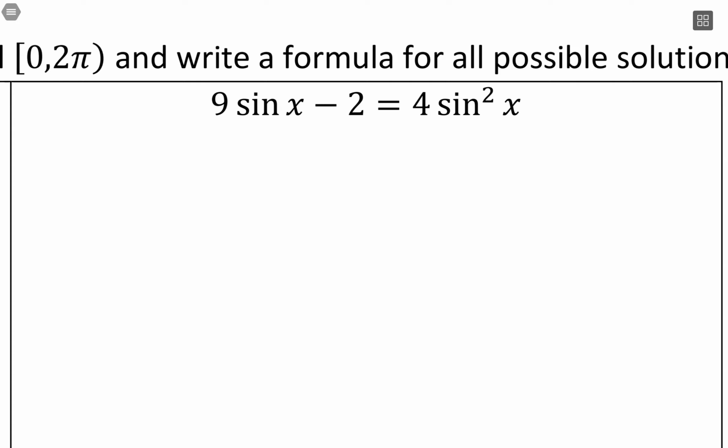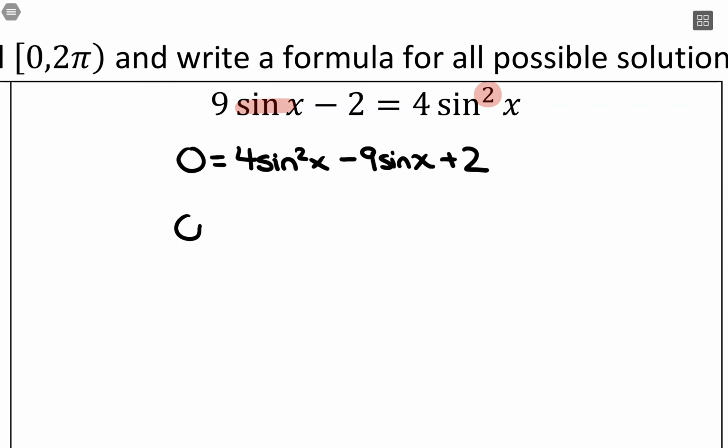Okay, so since it's quadratic, and I can notice that because I have that sine squared there, along with just standard sine. So with that, I want to get 0 on one side of the equation here. So 0 equals, I want to keep sine squared positive. So what I would be doing is subtracting 9 sine x and adding 2. And that would get me 0 on one side of the equation.